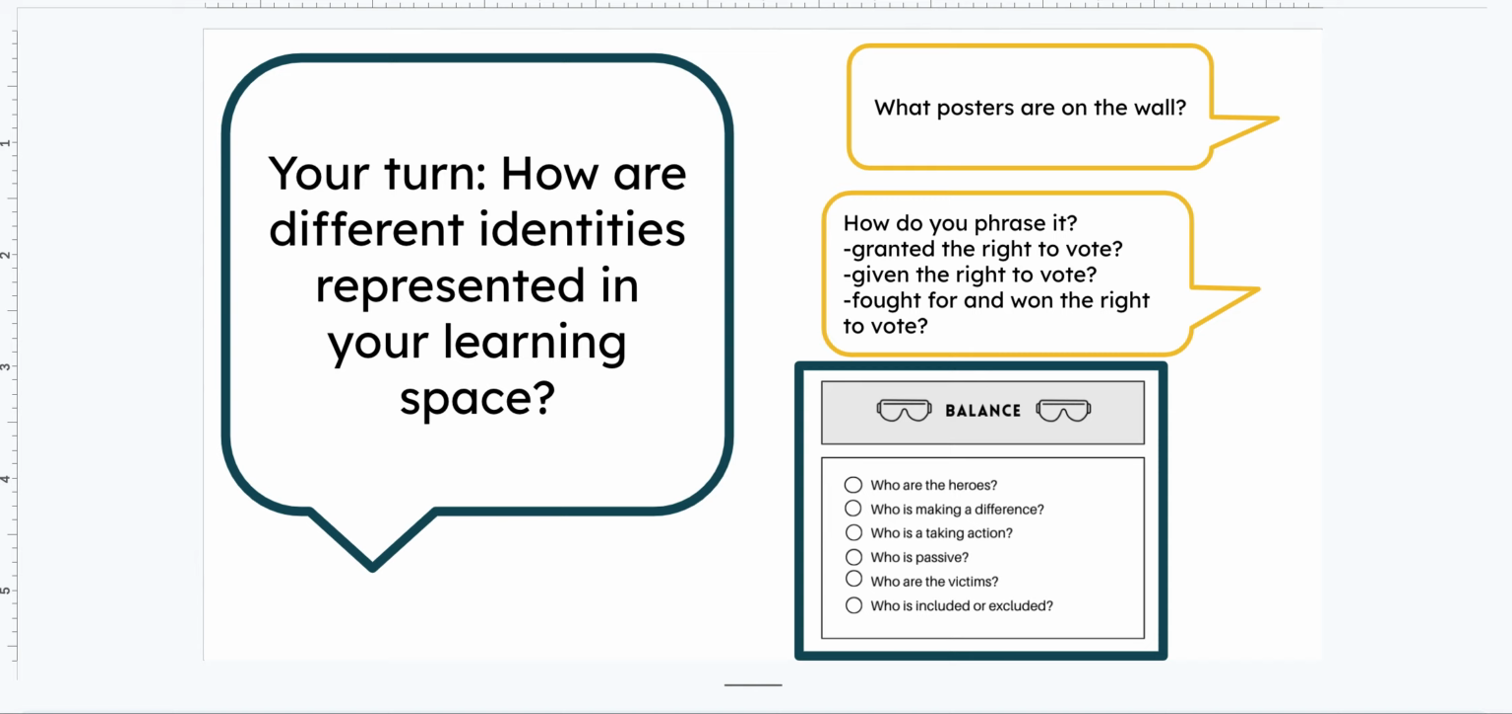And with something like suffrage, how do you say it? Do you say women were granted the right to vote? They were given the right to vote? Or did they fight for and win the right to vote?